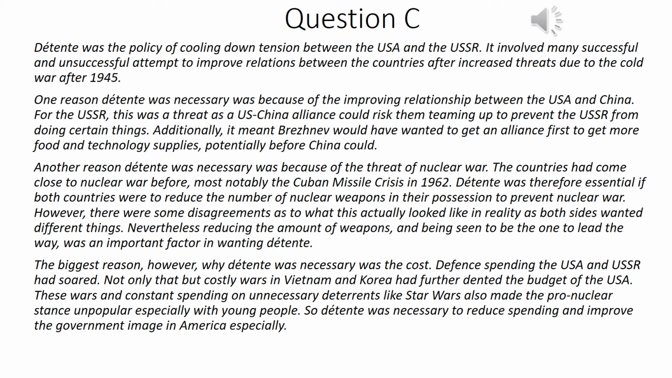Another reason détente was necessary was because of the threat of nuclear war. The countries had come close to nuclear war before, most notably the Cuban Missile Crisis in 1962. Détente was therefore essential if both countries were to reduce the number of nuclear weapons in their possession to prevent nuclear war. However, there were some disagreements as to what this actually looked like in reality, as both sides wanted different things. Nevertheless, reducing the amount of weapons, and being seen to be the one to lead the way, was an important factor in wanting détente.